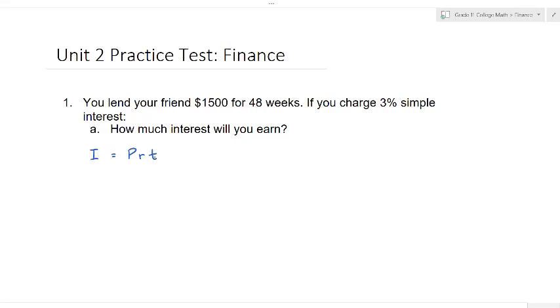So what is everything that we know? We're looking for the interest. How much interest will you earn? So that's our question mark. So I'm going to write I as question mark. P is the initial amount of money. So that's the $1,500 that you lent out.